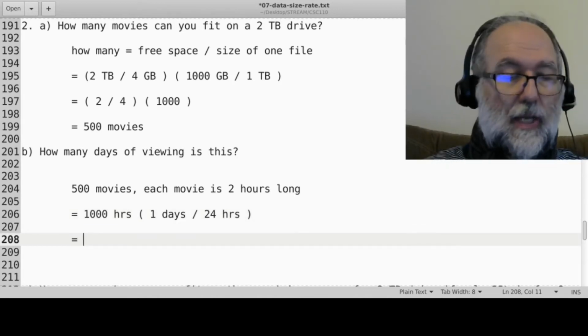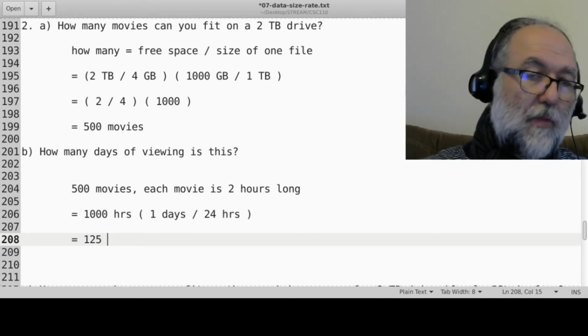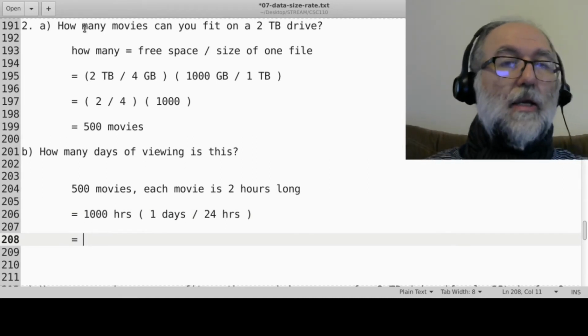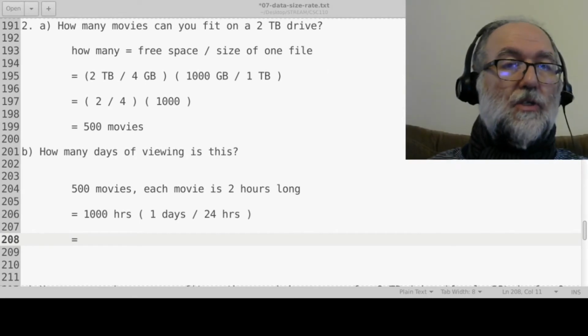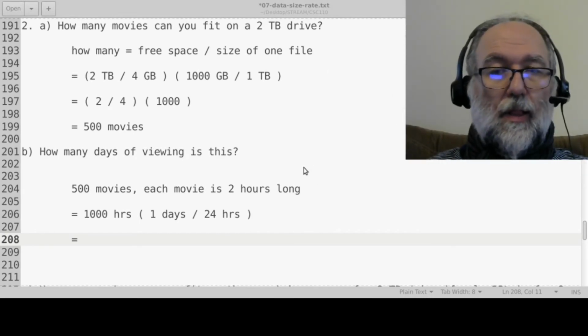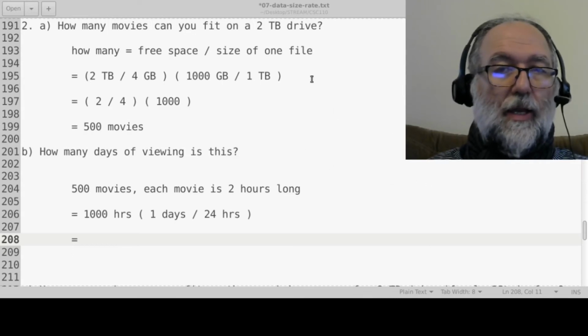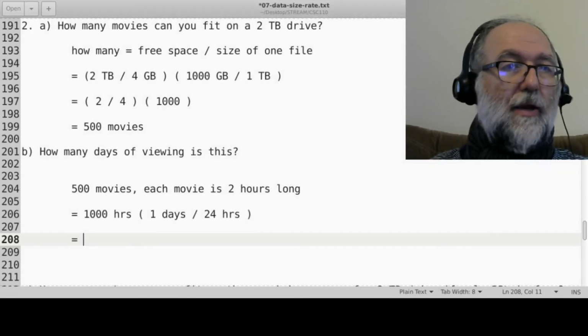And if you work that out, that's going to equal 125. Oh no, 1 second. 1,000 hours, let me just do that on my calculator. 1,000 hours divided by 24 is this number right here.